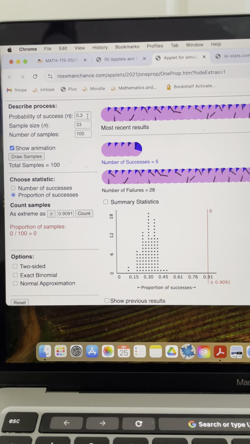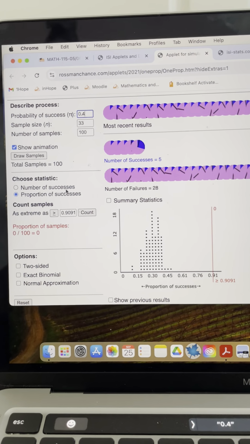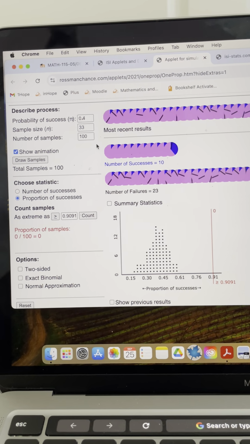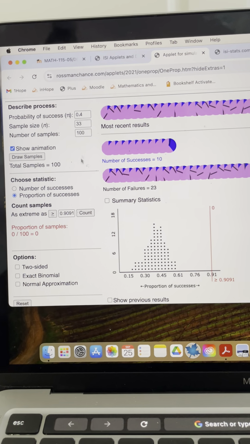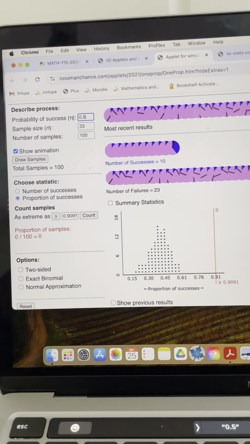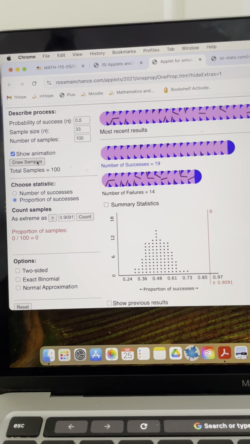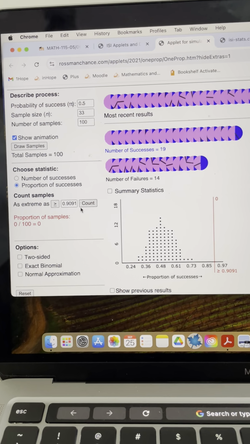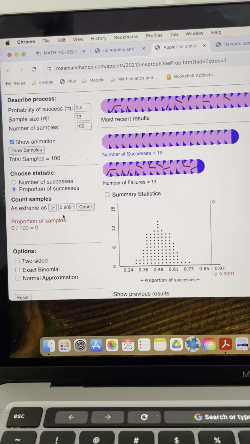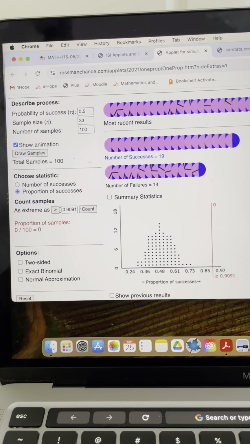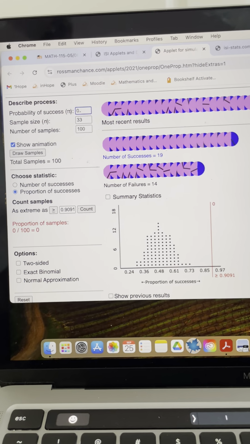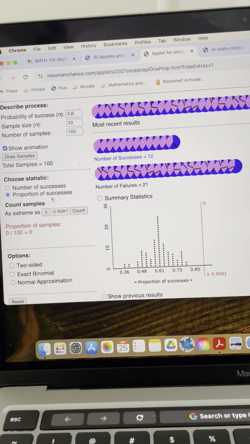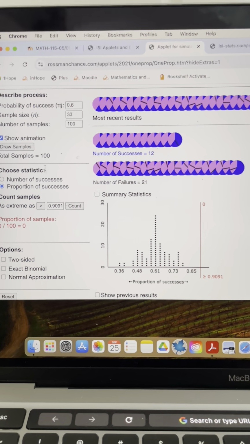So I will type in 0.3, I will reset, and I will say draw samples, and our p-value is still 0. Okay, now I'm going to change this to 0.4. I'm going to reset, and draw samples, and I still have a p-value of 0. So we'll change this to 0.5. We will reset, we will draw samples, and we still have a p-value of 0. Okay, so I'm creeping up, and you'll notice I'm creeping up from the left, so this has got to be greater than or equal to for this to work. Okay, so I'm going to be at 0.6, and I'm going to reset and draw samples. Still not there yet. I haven't gotten anything yet.